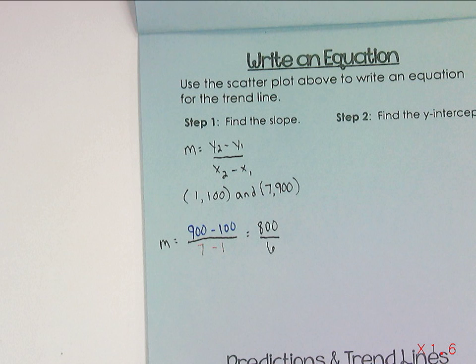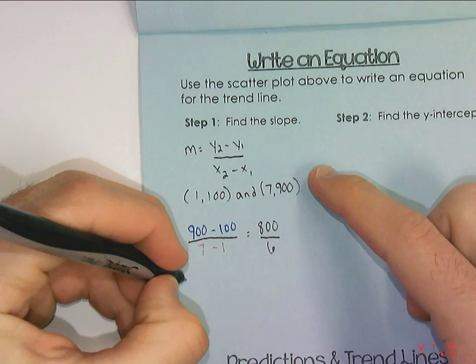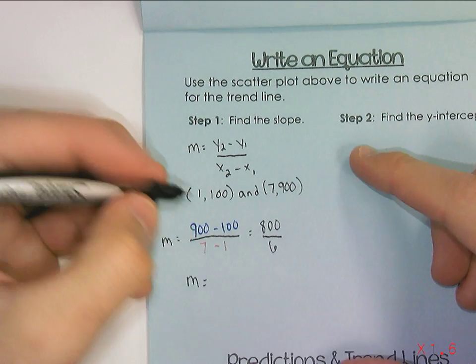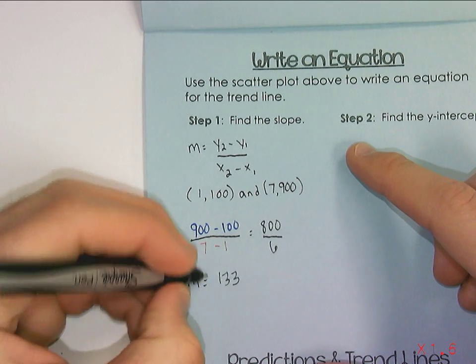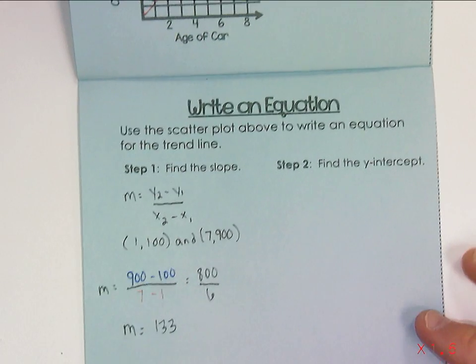Get our calculator here quick. So 800 divided by 6, we'll call it 133. It's 133.3 repeating, but let's just use whole numbers. That'll make things easier. So m equals 133. We'll call it that. Now we want to find, so we found the slope.